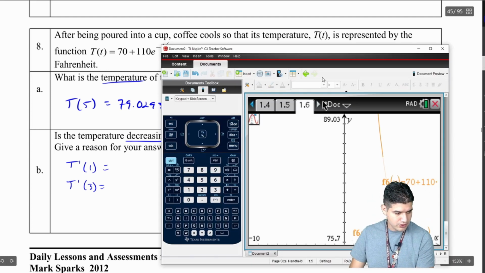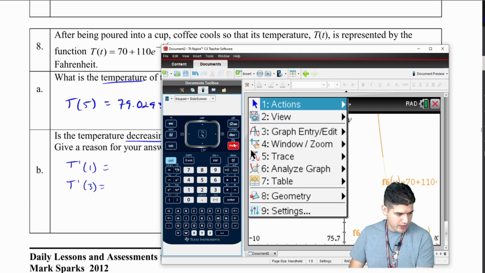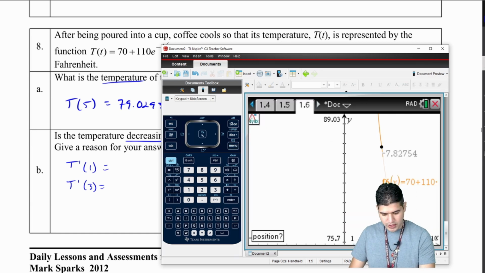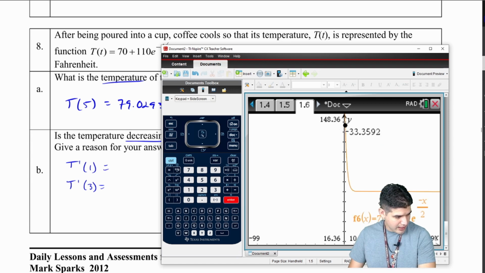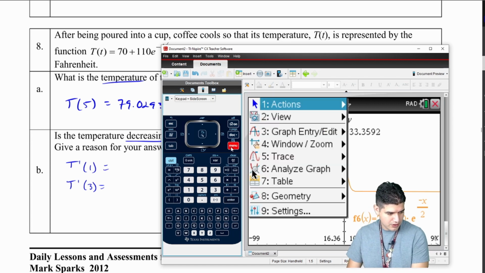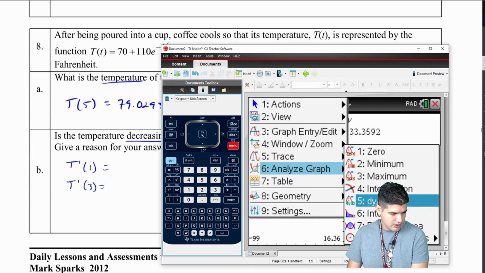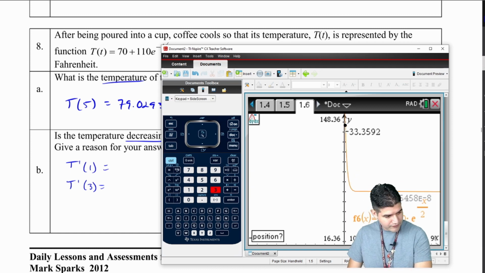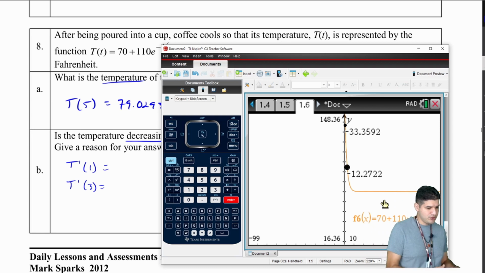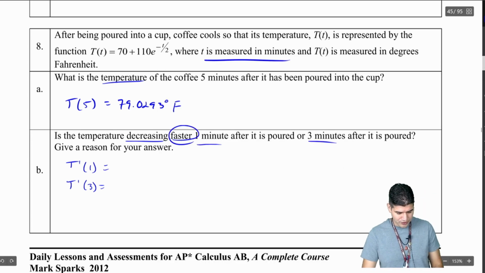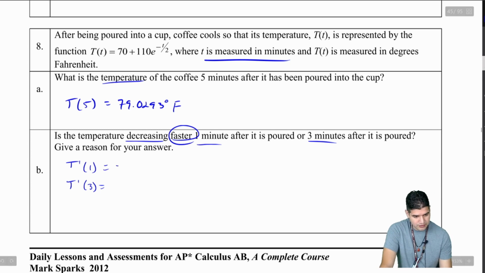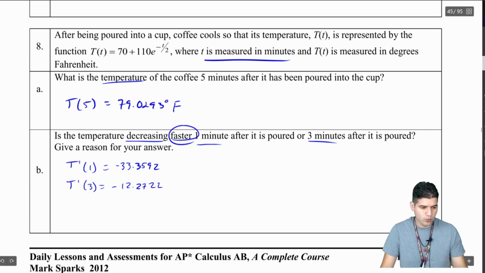So let's do that. So let's go menu, analyze graph, and we're going to go 1. And we get negative 33.3592, write that down. And we're gonna go menu, analyze graph again, dy dx, and this time we're gonna go 3, and negative 12.2722, write that down. All right, so let's write both of those down. Our first one was negative 33.3592, and negative 12.2722.